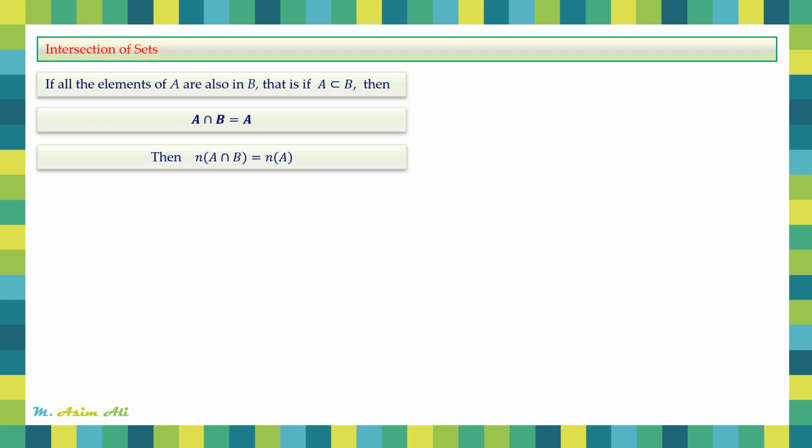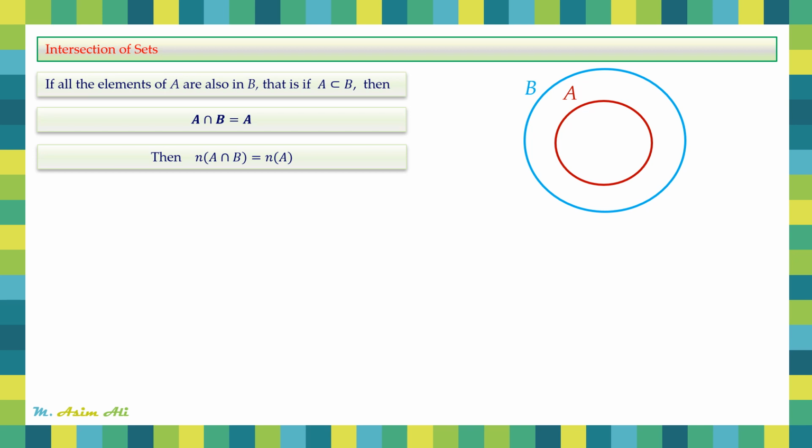And obviously the number of elements in the common part or the overlapping part, or the number of common elements, will be equal to the number of elements in the smaller set. Since all the elements of A are contained in the bigger set B, the whole of the set A will lie inside the set B. So this is the Venn diagram representing A intersection B when A is a subset of B. To show the elements which belong to the intersection part, we can shade the whole of the set A, which is actually the intersection of both of the sets. This is the common part of both of the sets, the overlapping region.